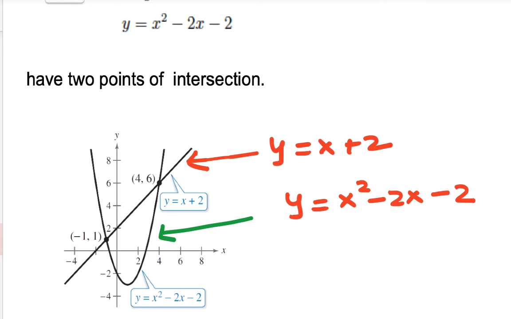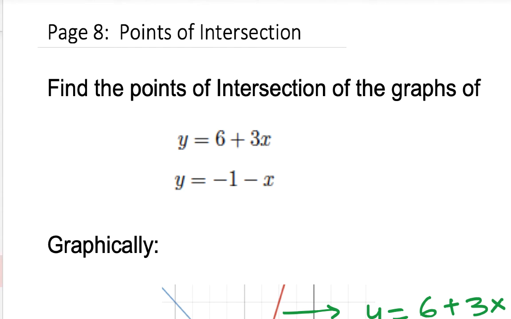So the first point we notice is the point (4, 6), which is both on the line as well as on this parabola, which is the graph of a quadratic equation. Similarly, the point (-1, 1). So these two points are the points of intersection of these two graphs. Now that is if we plot it in our graphing calculators and look at the answers. But suppose we want to solve it algebraically, how would we go about that? So let's go to this example, finding the points of intersection of the graphs.